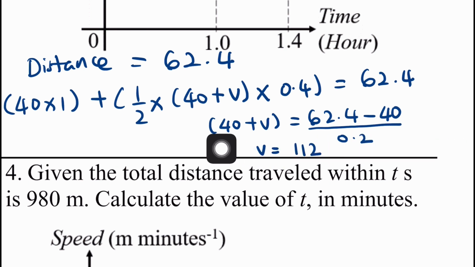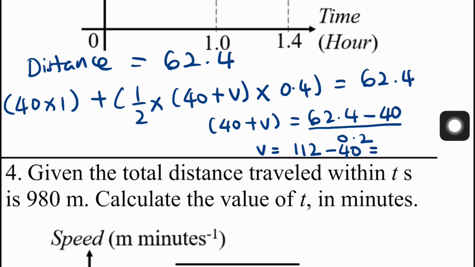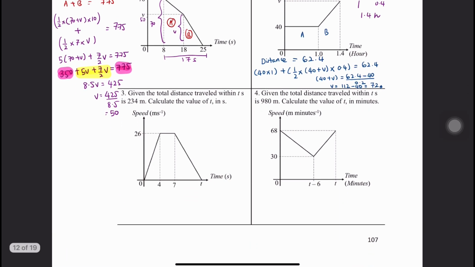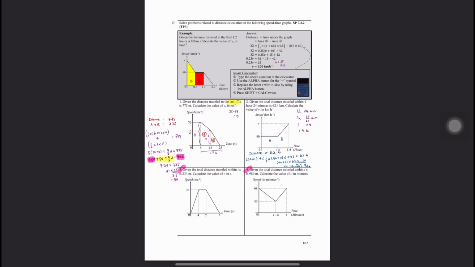Sekarang ni 40 plus V kan? So kita nak V saja. 40 ni pindah ke sebelah akan jadi tolak. So minus 40. So 112 minus 40, your final answer is 72. Okay, boleh? So I want you to try it for yourself. Nombor 3 dan nombor 4. Okay, boleh?